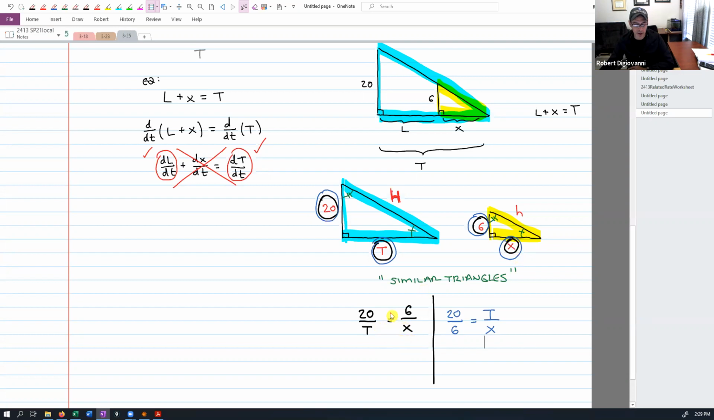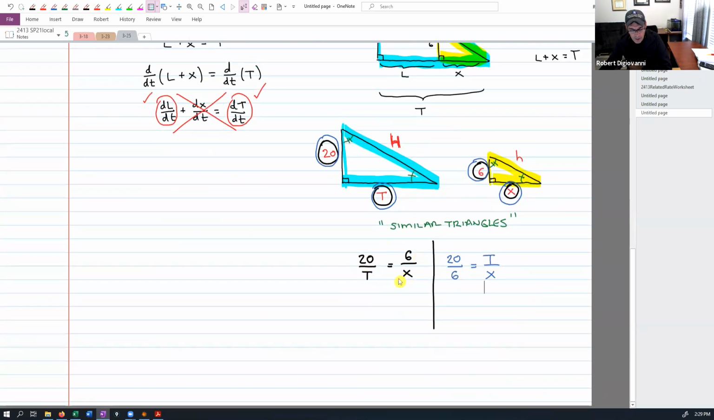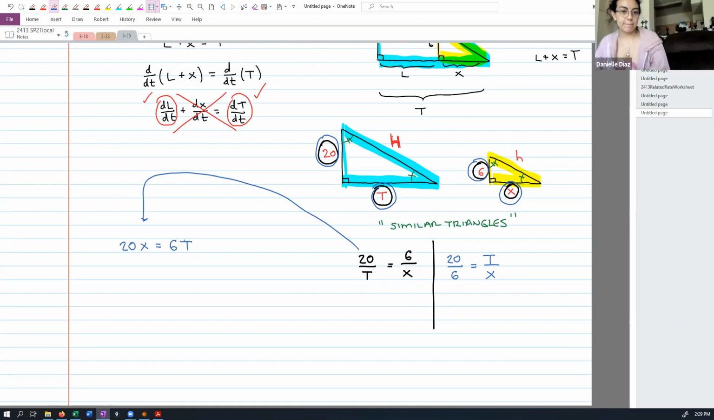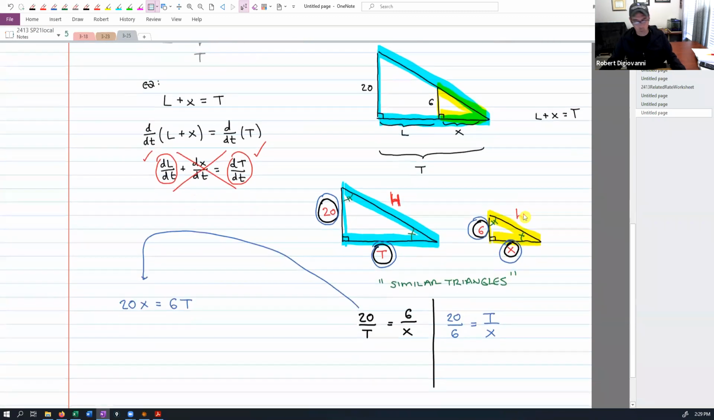Now what I've done is I've created a relationship between T and X, haven't I? What are we trying to get a relationship between? T and L, right? Right now I have a relationship between T and X. Let's work with this relationship. Do you all agree that this is 20X equals 6T? Okay, so I have an equation that relates T and X together, but I want it to relate T and L together.